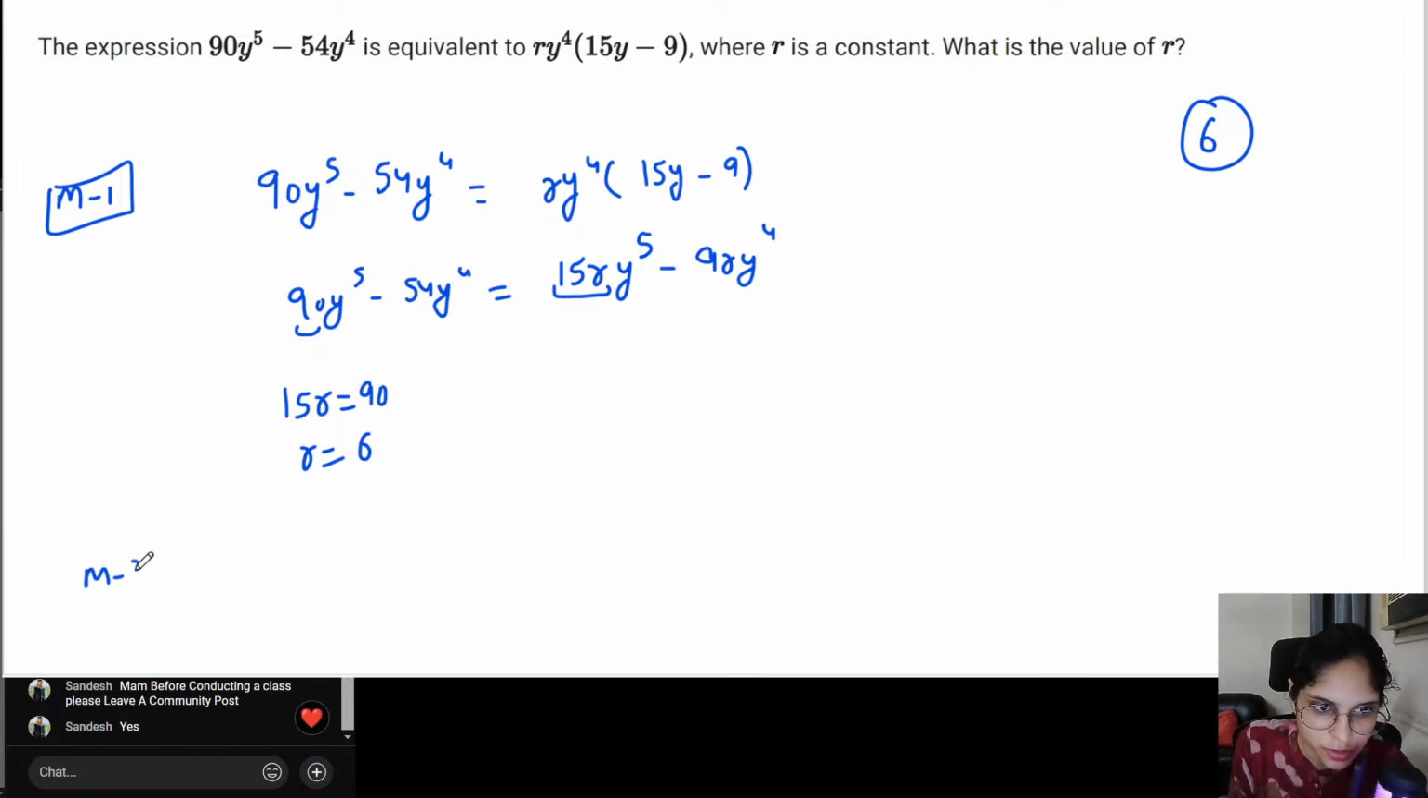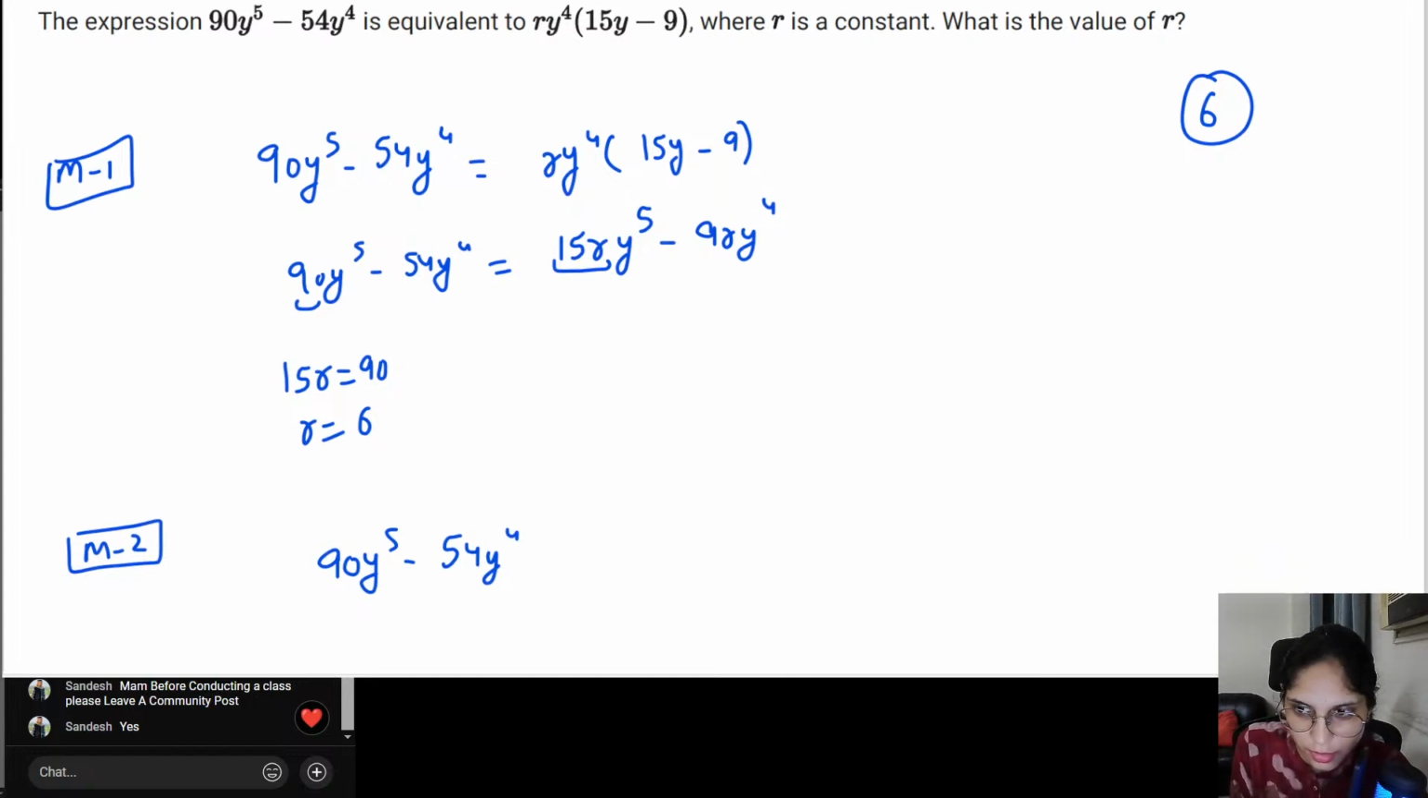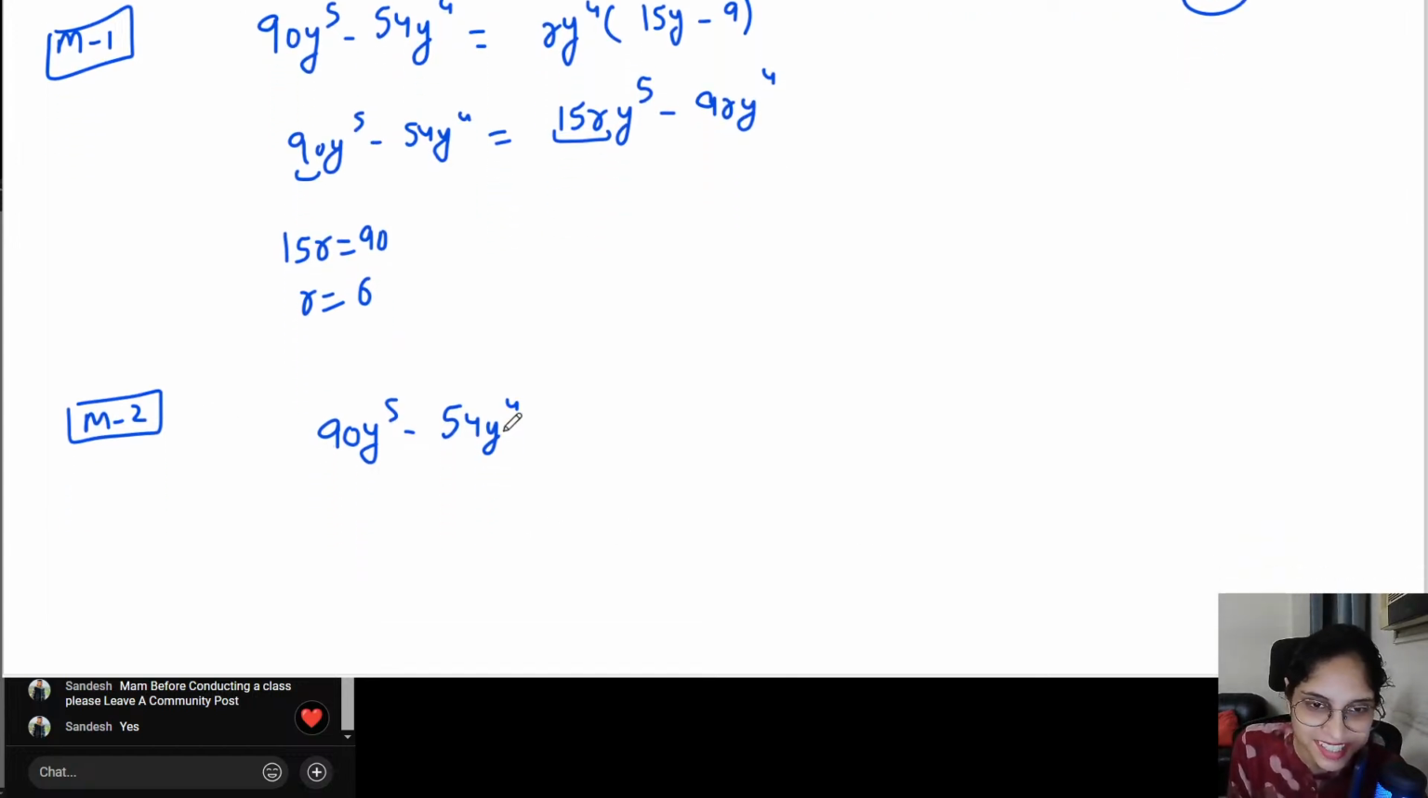Or the second method is you can try to factorize 90y to the fifth minus 54y to the fourth. And you try to find what is common between 90 and 54. That's a more difficult method. So I will say do this. Instead of trying to factorize, distribute it. That's easier. Now you're finding GCF.